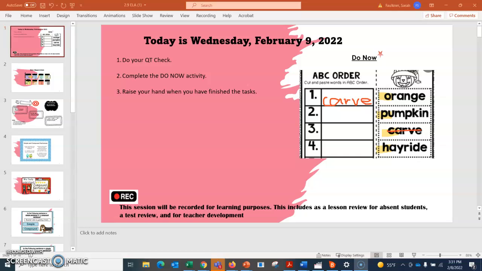Then I want to keep going. The next letter that I would get to was hayride. So I'm already at H, so I would say H-I-J-K-L-M-N-O. So I have an O. Orange. And then P for pumpkin. Okay, so hopefully your answers look like mine.